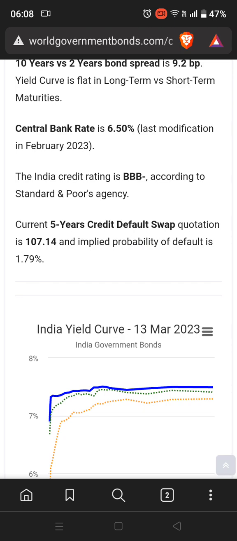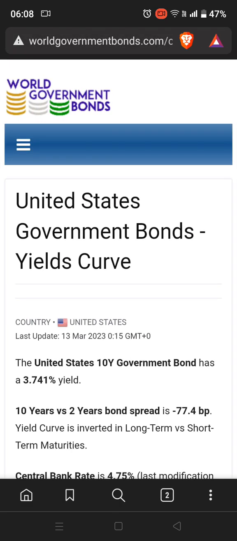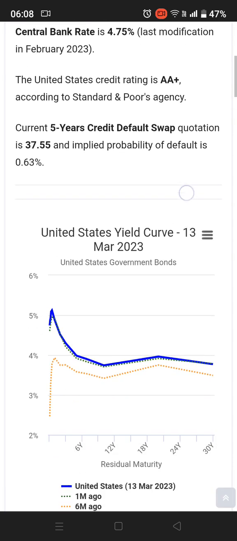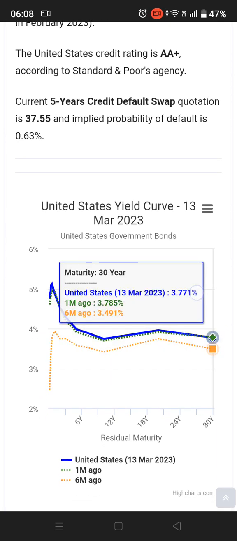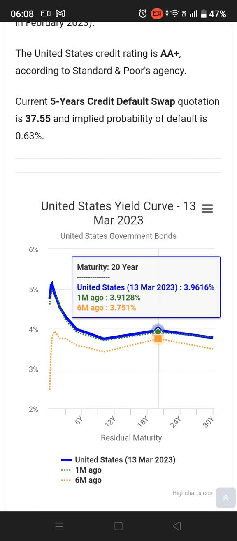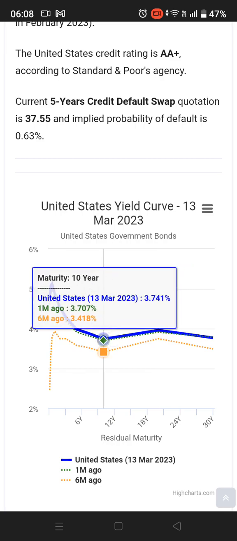If you look at the US yield curve, the US government bonds yield curve, it's already inverted. As you can see, the 1 year bond or the 6 months bond itself is paying 5.12% compared to the 30-year maturity treasuries, which are paying 3.37. So that's much less, almost a difference of roughly 140 basis points. And if you look at the 10-year treasuries, they are paying 3.71%.